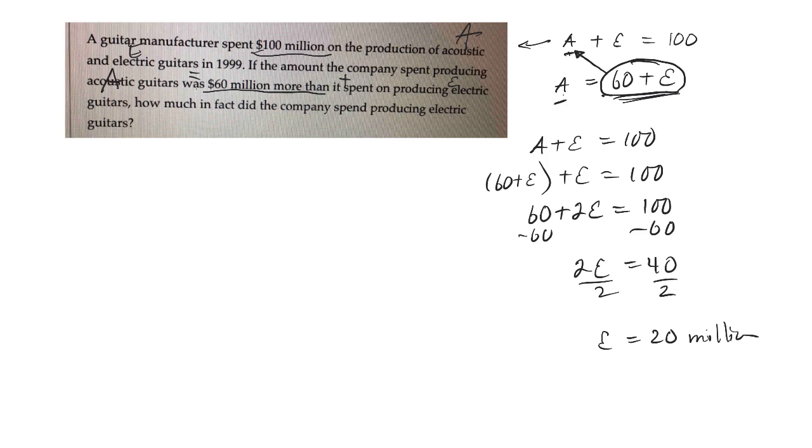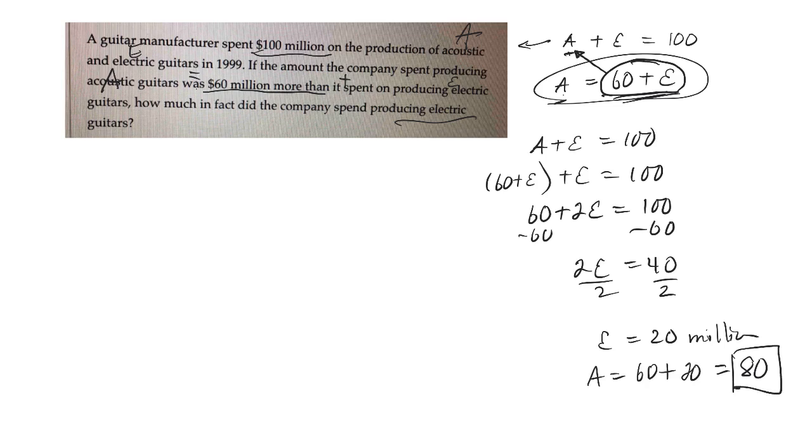Well, that's what the question is. But if you want to know what the acoustic are, it's 60 plus the electric, which is 20. So the acoustic must be 80 million. And that makes sense. So if the acoustic are 80 million and the electric are 20, together they make 100.